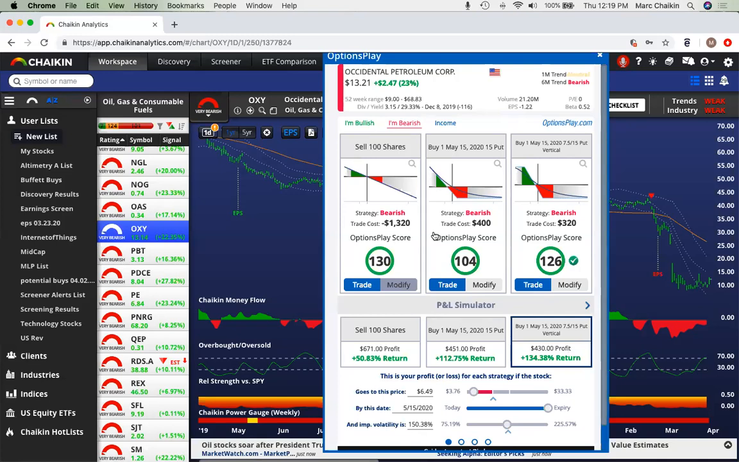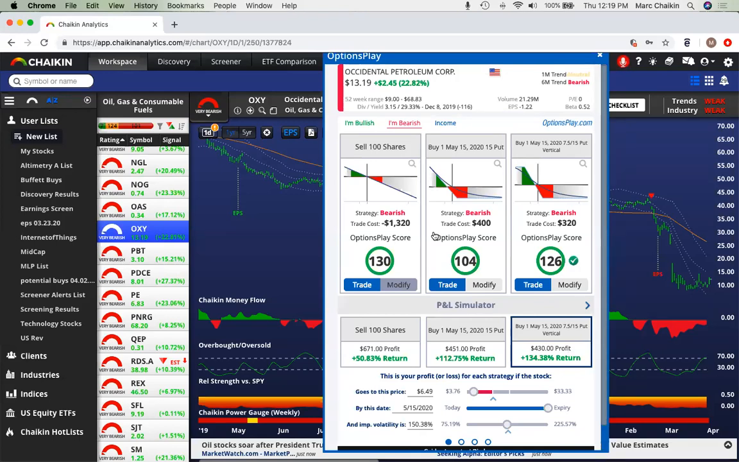And what Options Play does is it means you don't have to go into the options chain. I do that on TradeStation. It takes a little more time than I'd like, so I want something that helps me zero in on high probability options trades. So what I'm seeing here is the default screen. If I was still bearish on Occidental Petroleum, I thought they were going to default on their debt, cut the dividend, or otherwise experience another wave to the downside, how do I play it?